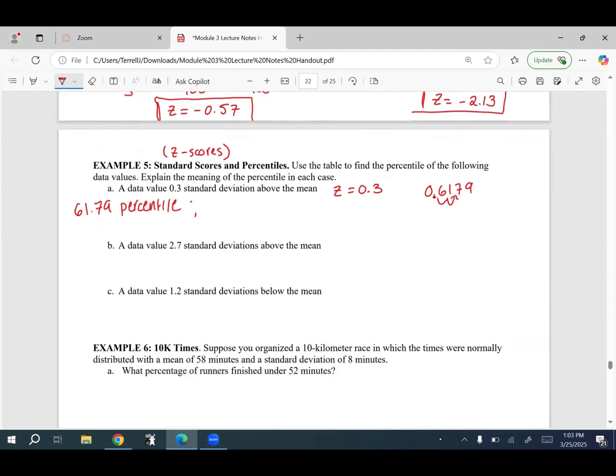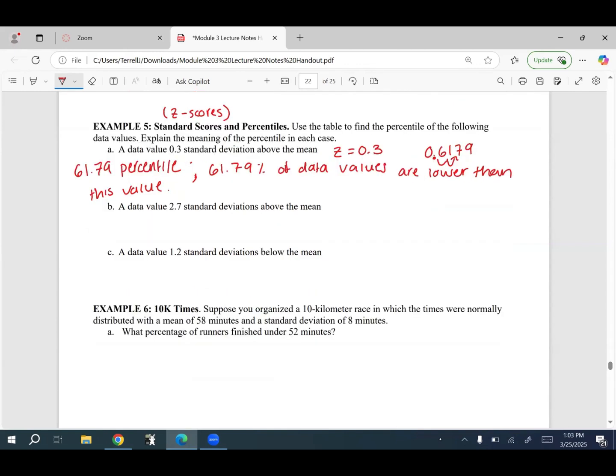So what does that mean? That means 61.79% of data values are lower than this value. Look at the next one, a data value 2.7 standard deviations above the mean. Well, that would mean a z-score of 2.7, and it would be positive because we are above the mean, or to the right of the mean.